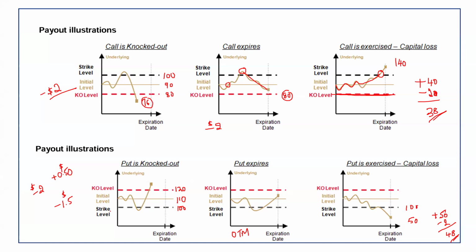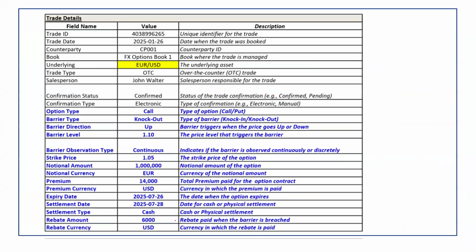Now, do all barrier options have the rebate condition? No. In the OTC market, these conditions are negotiated between two parties and then recorded in the books. Okay, so let us now look into an actual example here. Here we are taking a hedge fund that has appointed a trader who interacts with John Walter, who happens to be the salesperson.